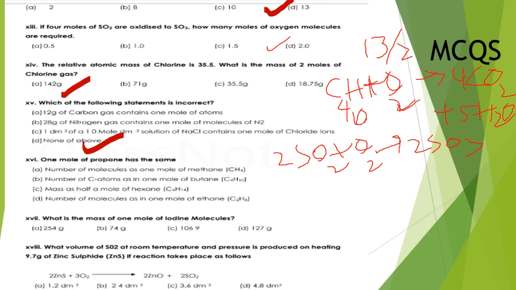Number of molecules as in 1 mole of methane, this is also saying 1 mole, and that is also 1 mole, so it is correct. The correct one is the last one, that is ethane.